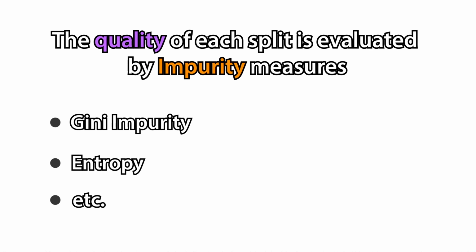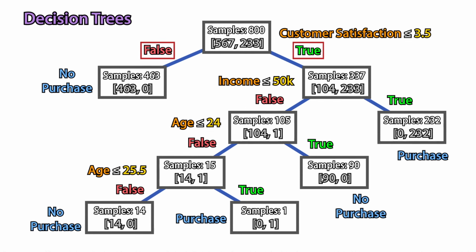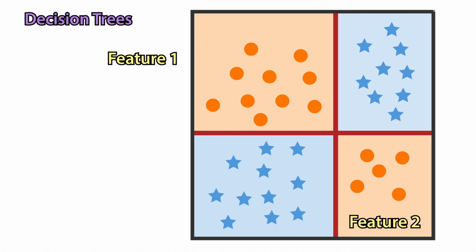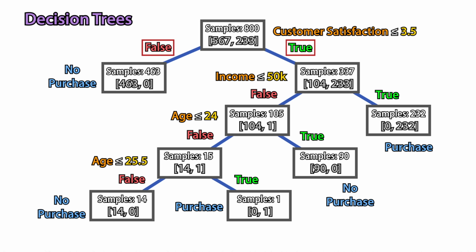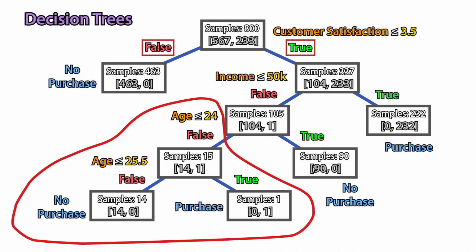The metric used to evaluate the quality of each split is impurity. This is pure. This is not that much. Decision trees achieve a non-linear decision boundary by using rectangular regions in the feature space. Additionally, no data scaling is needed. However, they can easily overfit the training data if they grow too deep.